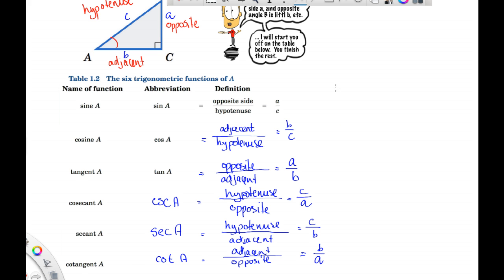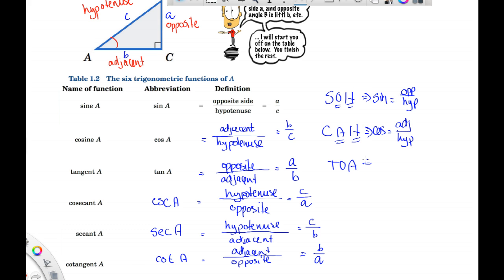Okay, now most of you probably recognize or know some of this by the SOHCAHTOA part, which would be this way. So the S stands for sine, which is opposite over hypotenuse. The O is opposite and the H gives you hypotenuse. The C stands for cosine, and the cosine is then the A stands for adjacent over hypotenuse. And the tangent, that's what the T stands for, is opposite over adjacent. Okay, so SOHCAHTOA gives you at least the first three.